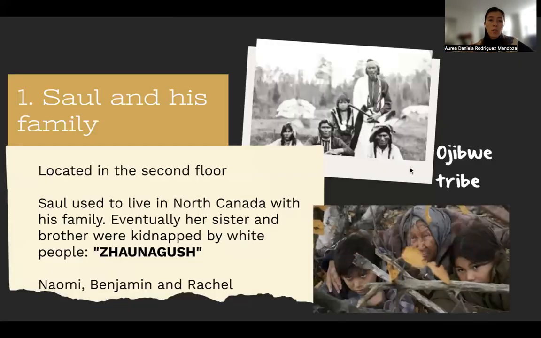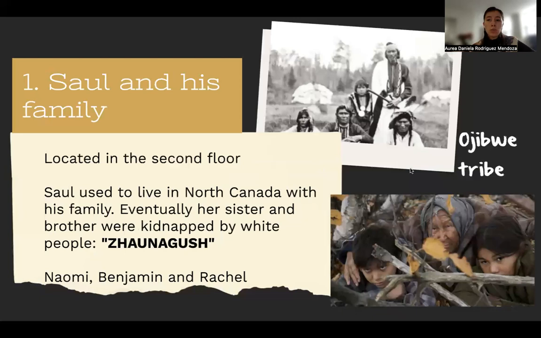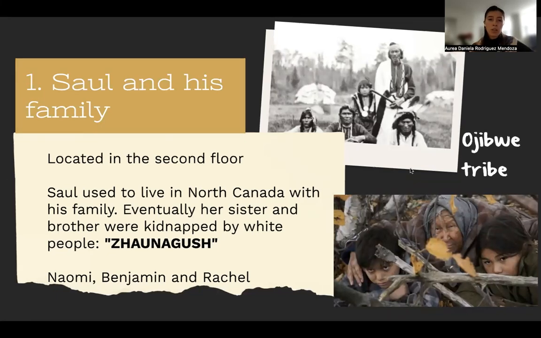I'm not going to go deeply into each of the 11 sections. However, I'm just going to give a bit of an overview. The first section is going to talk about Saul and his family, where they used to live, the activities they used to do, the main problems they faced during this period, and the main characters: Naomi, the grandmother, Benjamin, the brother, and Rachel, the sister.